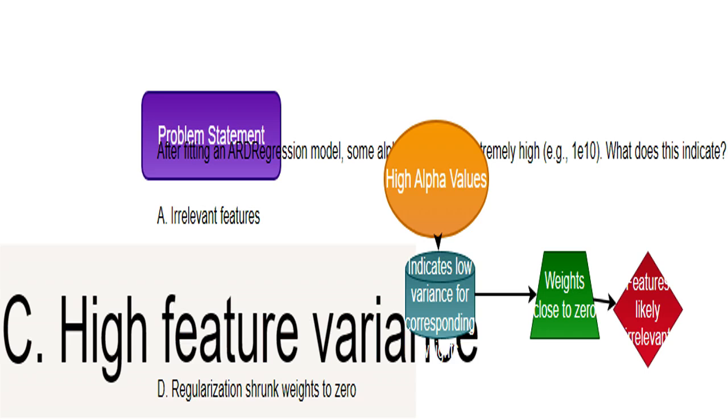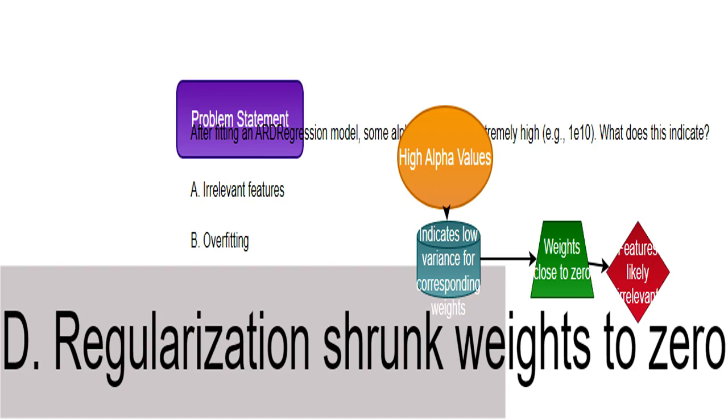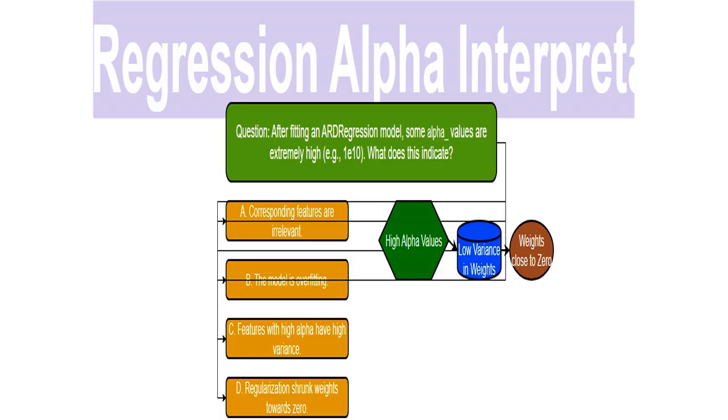This is incorrect. A high alpha value indicates low variance of the feature's weight, not high variance. I agree. High alpha values result from the model's regularization pushing the less relevant feature weights closer to zero. It's like the model automatically performed feature selection. I interpret ARDRegression's alpha values as representing the precision, the inverse of variance, of each feature's weight in a linear regression model. A higher alpha indicates we're more certain the weight is close to zero. Think of it like this. A high alpha means the model strongly believes a particular feature is unimportant.